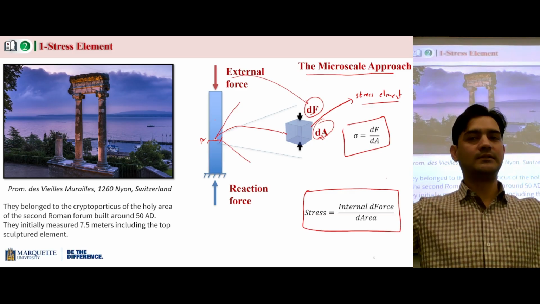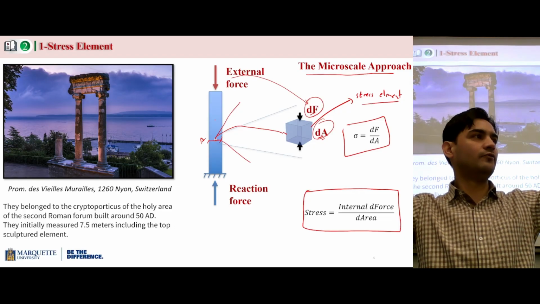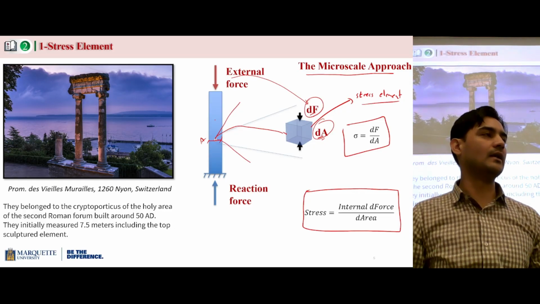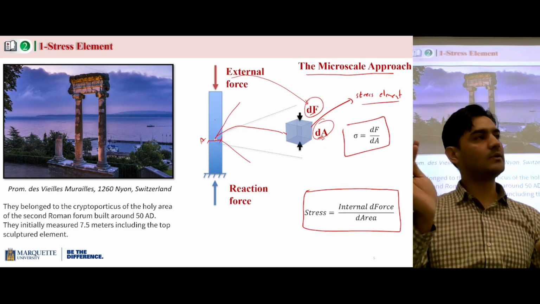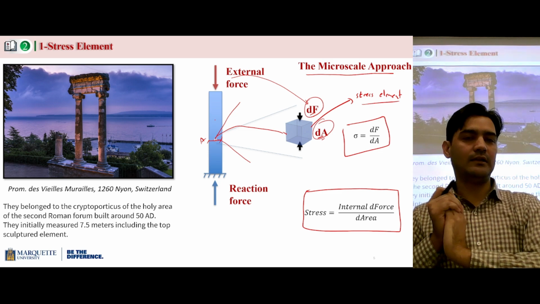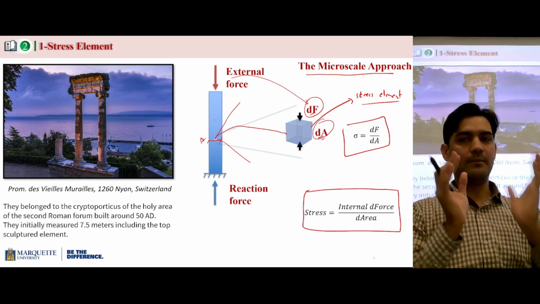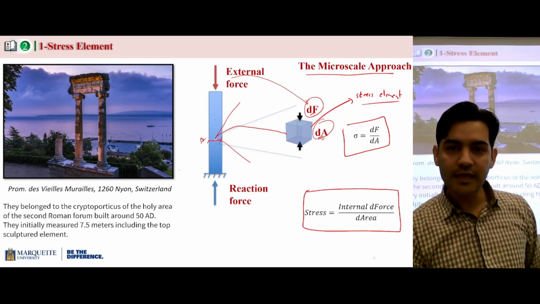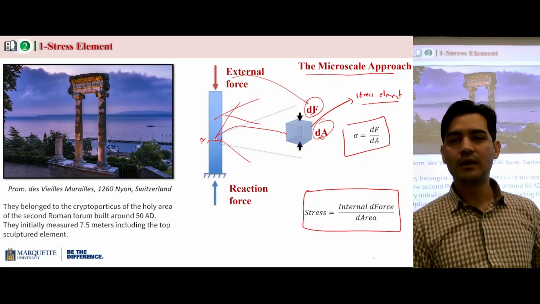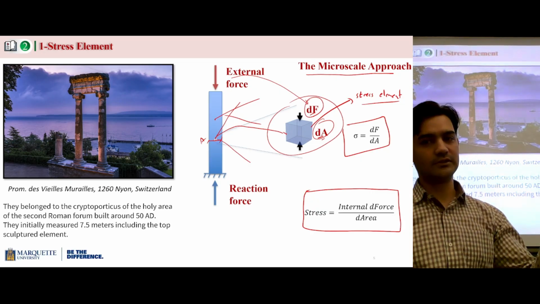So there are two methods. One is the macro scale approach, where you just see the overall force and overall cross-sectional area, and you divide the force by the area and you calculate the stress. And another method is the micro scale approach. It's very useful, and we'll see in later chapters how it's useful. Here you just take a very small stress element and you zoom in, and that's the stress element, and you can basically visualize all kinds of forces on that stress element.